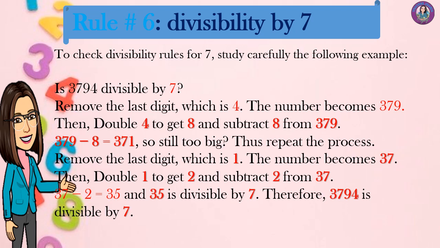Remove the last digit in 371, which is 1. The number becomes 37. Then, double 1, that's 1 times 2 to get 2. Then, subtract 2 from 37. So, 37 minus 2 equals 35. Now, is 35 divisible by 7? Yes, it's divisible by 7. Therefore, 3,794 is divisible by 7.